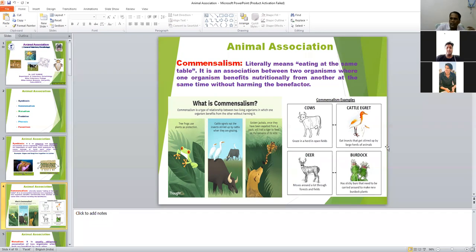One is burdock, which benefits from the deer, but the deer do not get harm from the burdock. Another example is the tree frog, which uses a plant as protection, but the plant does not get harm from the frog. These are all examples of commensalism.